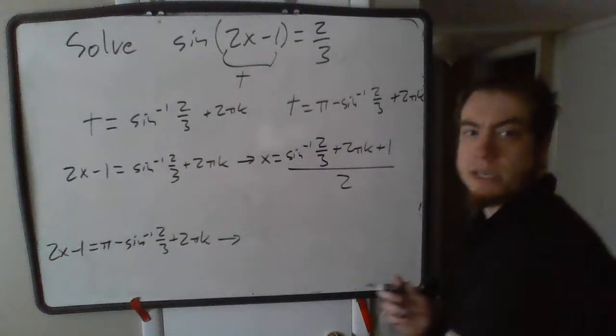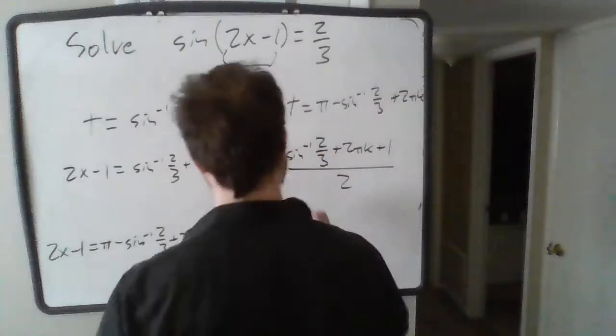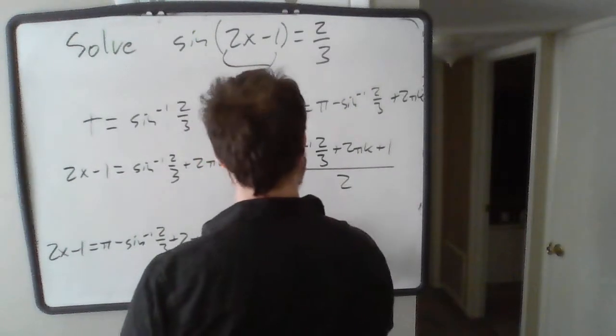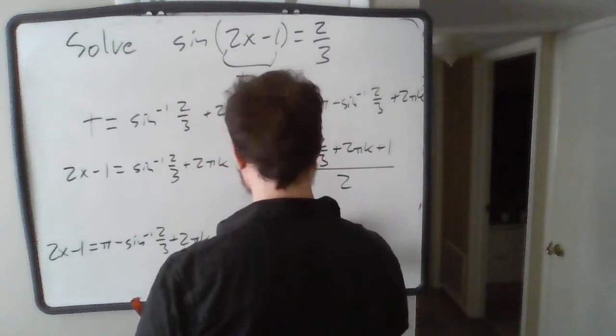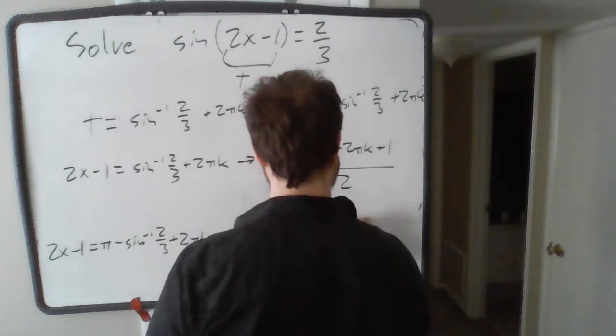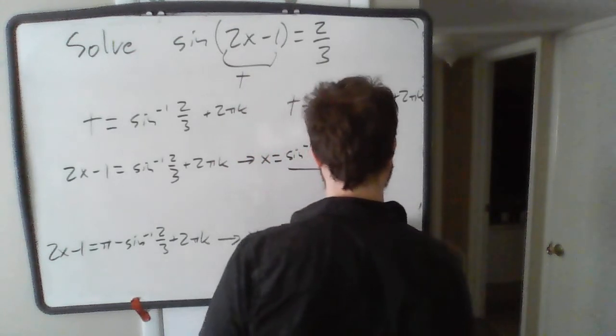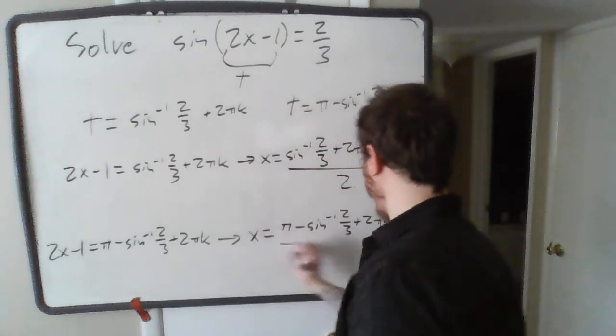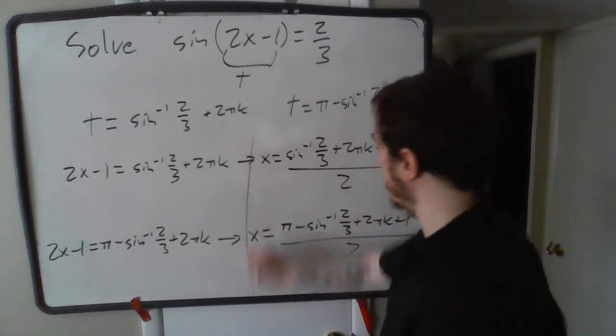And this is going to give me x equals pi minus sine inverse of 2/3 plus 2 pi k plus 1, all divided by 2.